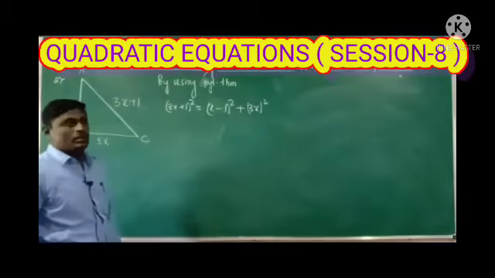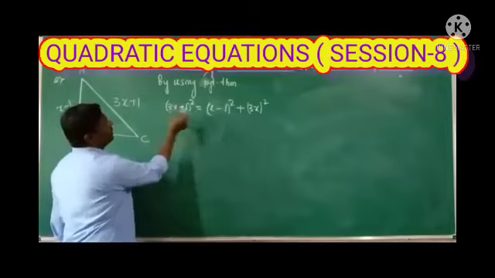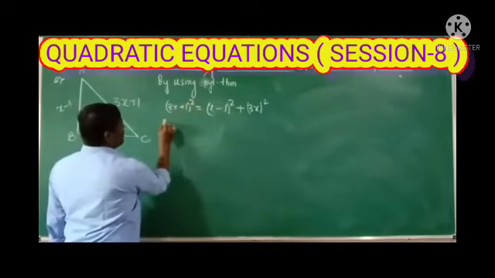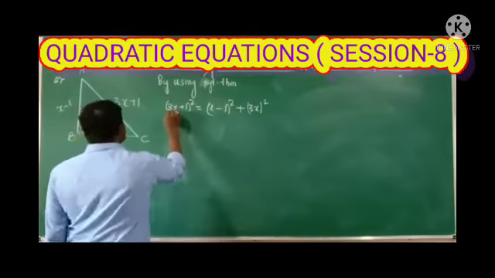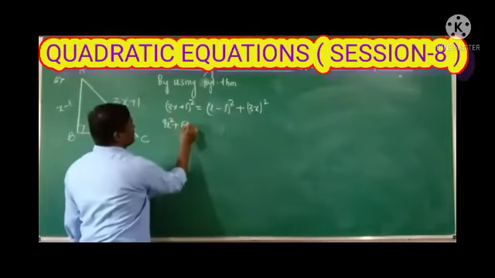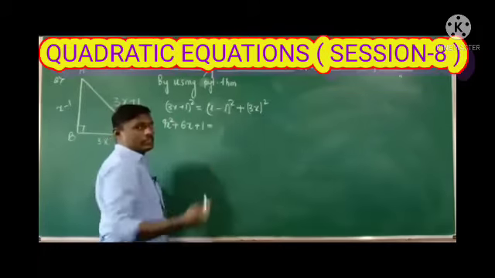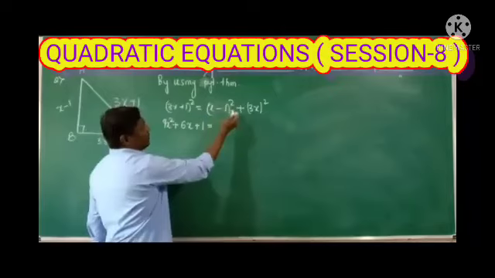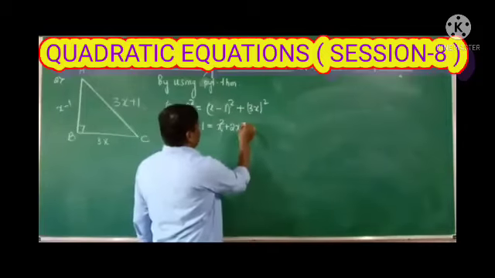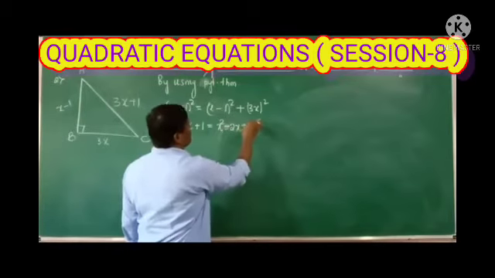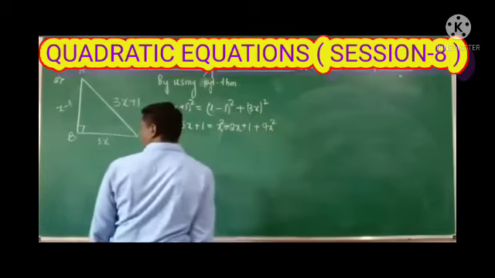Now 3x plus 1 whole square is in the form of a plus b whole square. So simplify. 3x whole square is 3 square, which is 9x square, plus 2 into 3 into 1, 2 threes are 6, 6 into 1 is again 6x, plus 1 square is 1, which is equal to x minus 1 whole square. It is in the form of a minus b whole square. So expand this one: x square, sorry, minus 2x plus 1, plus 3 square is 9x square.